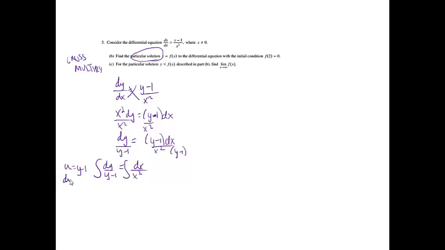U will be y minus 1. Du is going to be 1 dy. And notice I've got everything there, so this is actually turning into a du over u problem, and the integral of du over u is just ln u, so it'll be ln |y minus 1|.